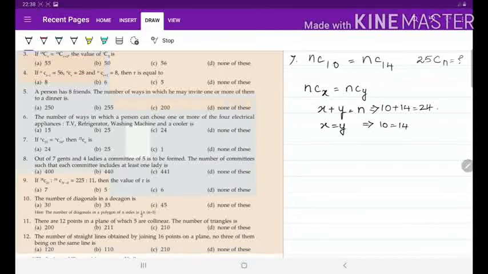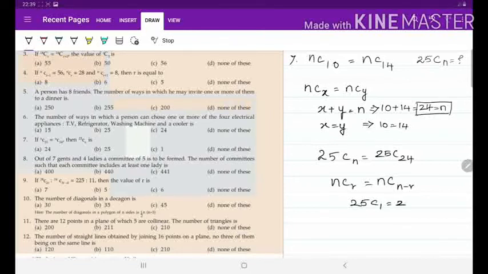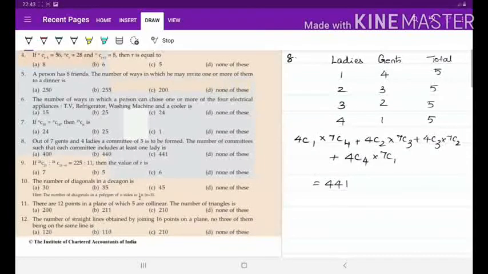Now we are asked to find 25Cn, which is 25C24. Let's use a property here, which is nCr can be written as nC(n minus r). Using this property, we can write 25C24 as 25C1, which is equal to 25. So option B is the answer.